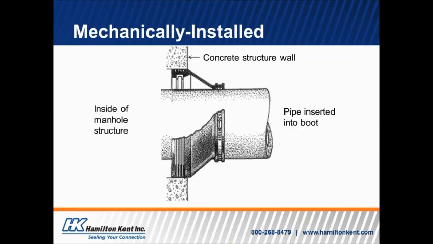And this just demonstrates a little more plainly how it works. You can see that this is the inside of the manhole structure here, and you have the wall of the manhole, and this is the hole. And so you have that boot that has been installed. And inside this, you can just make out a little bit of a design that shows that's the hoop that's tightened up against that concrete structure. And then on the outside here, you have the band that goes on the outside of it to tighten it up against the pipe.